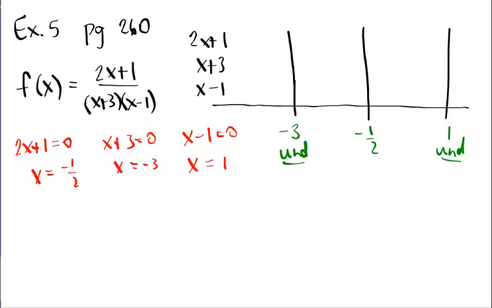So a number less than negative 3 gives us a negative, a negative, a negative. A number between negative 3 and negative 1/2 will give us a negative, and then a negative, and a negative. This guy should be positive. And then 0 in here will give us, and then a 2. So we've got a positive, negative, positive.